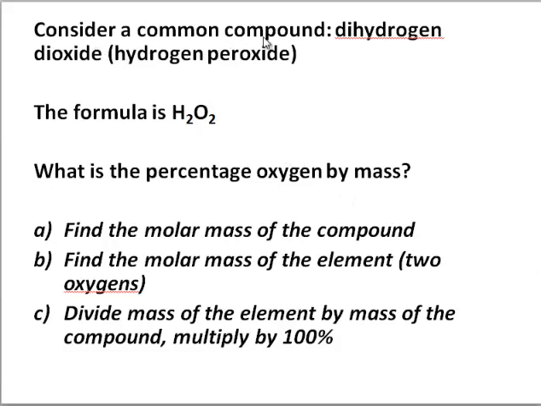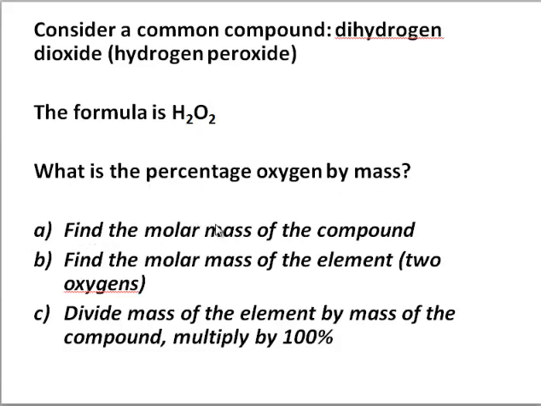Let's begin by considering a common compound, dihydrogen dioxide, commonly known as hydrogen peroxide. It's probably in your medicine cabinet at home, of course. The formula is H2O2. You could ask, what is the percentage of oxygen by mass in this compound? The law of constant composition assures us that that percentage will be the same in every sample. Here is how you answer this type of question.